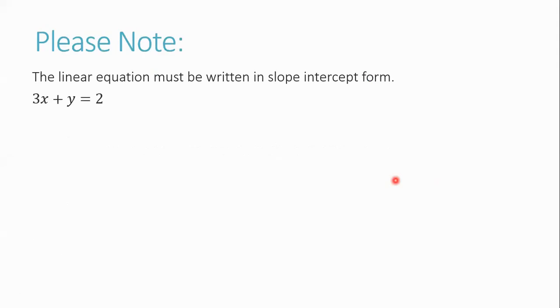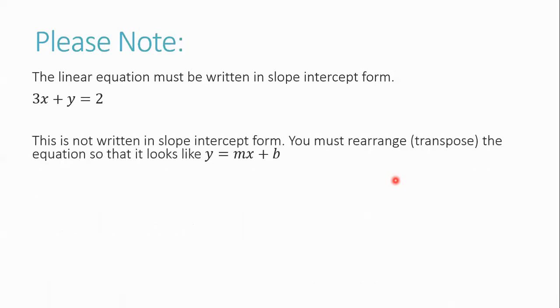Okay, now please note a special note. The linear equation must be written in the slope-intercept form. So for example, if we are given an equation such as 3x plus y equals 2, in order for you to correctly identify the slope, it has to be, like I said earlier, in the slope-intercept form, which is our y equals mx plus b. If it is not written in the slope-intercept form, you must rearrange or transpose the equation so it looks like y equals mx plus b. And I'll show you how to do that in a second.